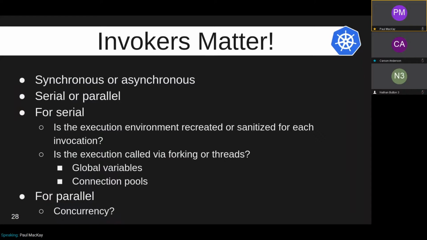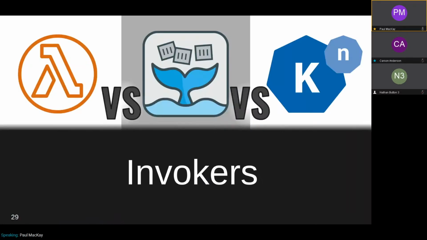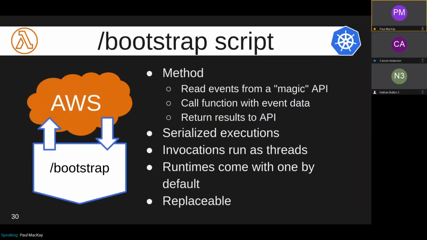For tiny, tiny things, like the get tax function, I don't care. Send as much as you have to. It's almost impossible to explode that with resources because it's not doing much. But if you're really heavy in resource utilization, being able to serialize your requests and guarantee isolation and resource availability becomes more important. So just ask yourself those questions about your workload. Let's look at the invokers for every platform, starting with Lambda.